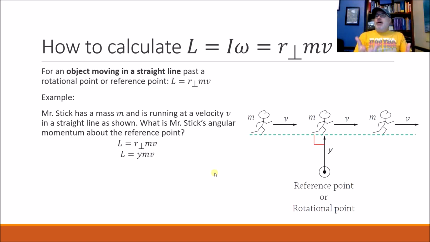So this is going to come up later because what we end up with is objects moving in a straight line hitting an object that's going to rotate. And so we have to include them both in a rotational system. And so that's why we will do this.